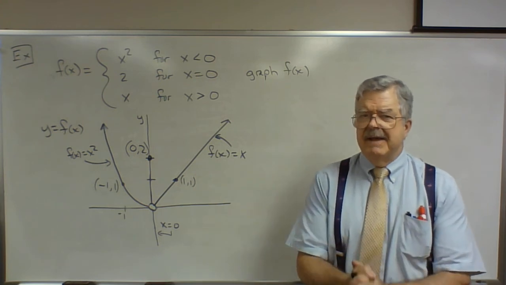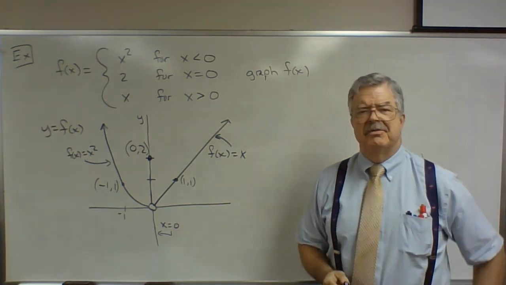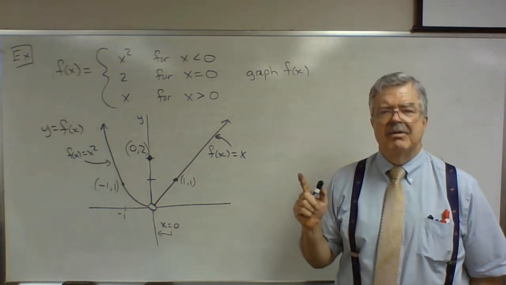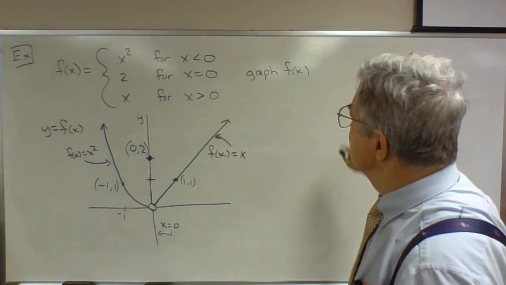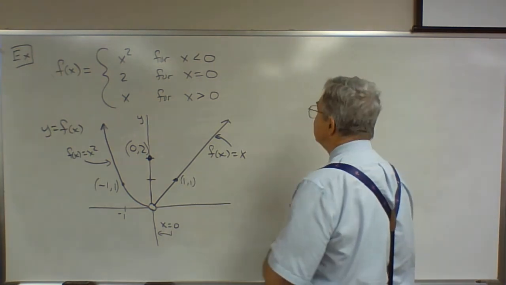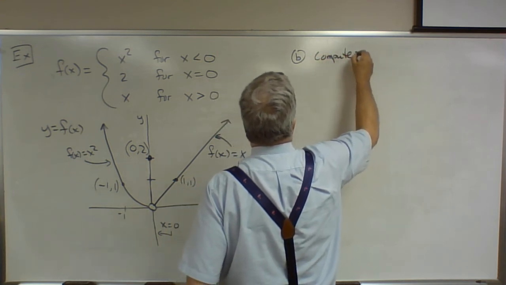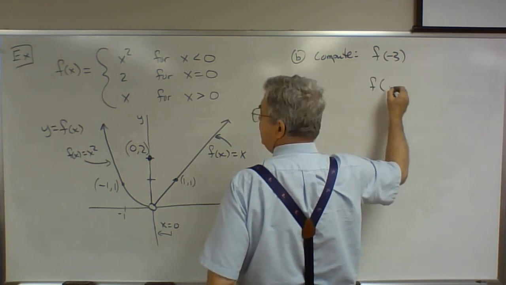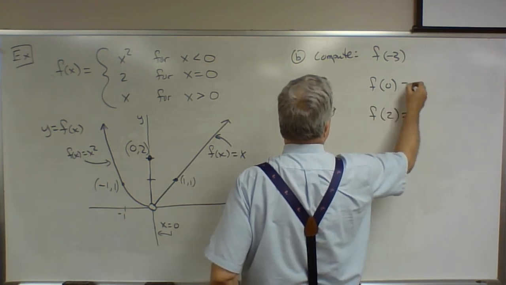I'm not quite done yet. This is a great example, and I'm going to milk it for all it's worth. Give me a couple more minutes. We really need to see this example worked out thoroughly. We've done the first part. We've graphed f of x. Now, we want to compute f evaluated at -3, f evaluated at 0, and f evaluated at 2.